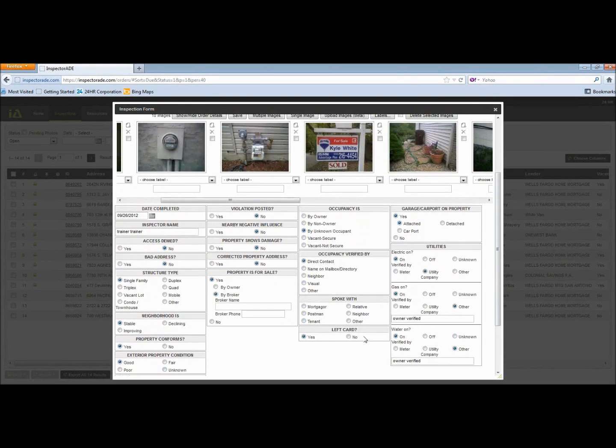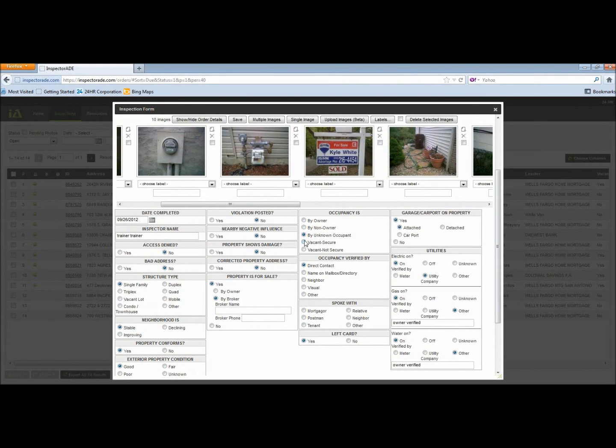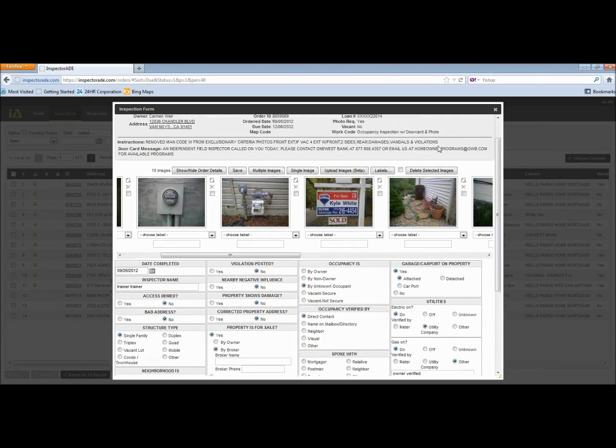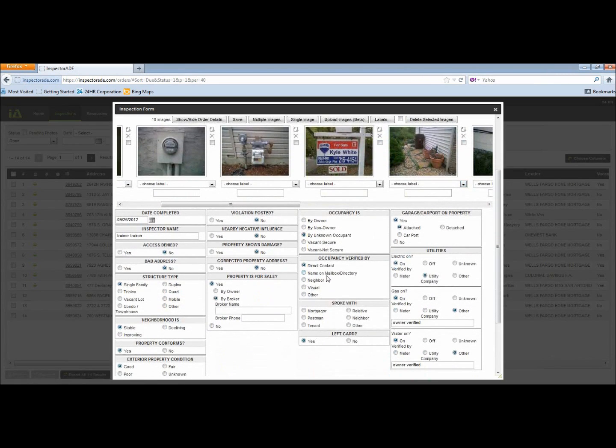Okay. Now, to go over these other two occupancy options, these are mostly going to be for vacant houses, and this house is not vacant. So, vacant secure and vacant not secure. Vacant secure means that the house is vacant and it's locked. Not secure means that someone could get in, there's an open window, the front door is broken so it won't lock shut.